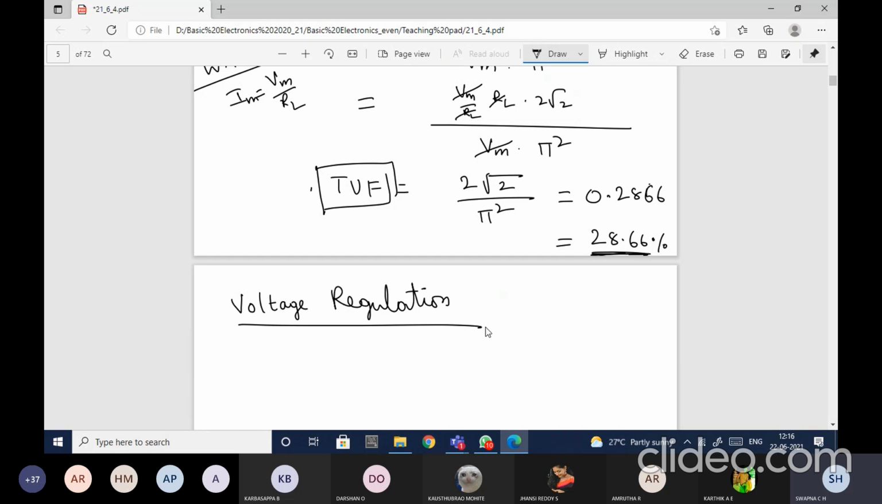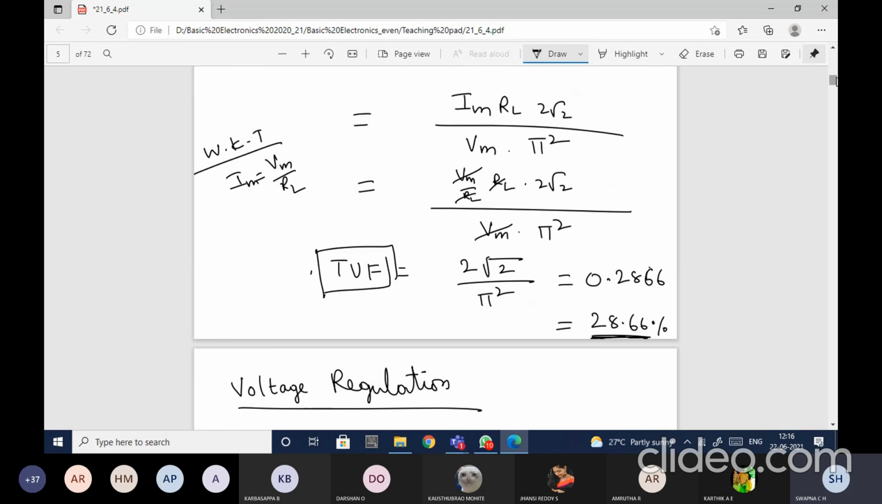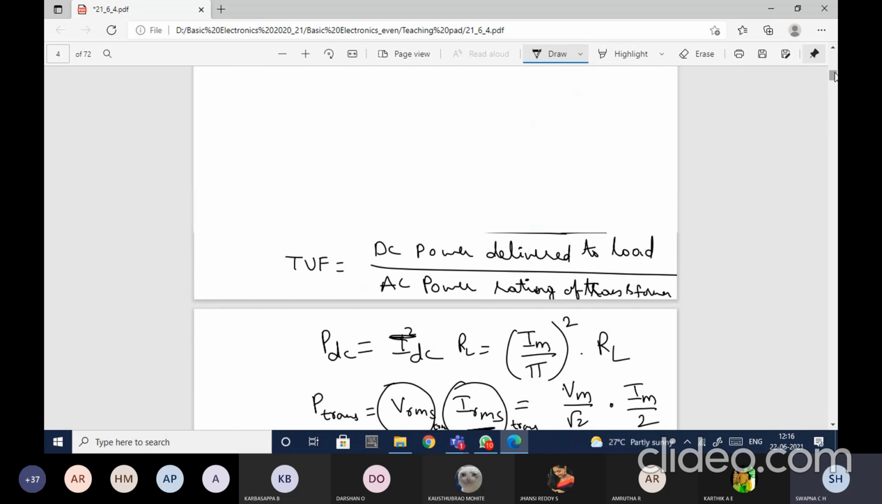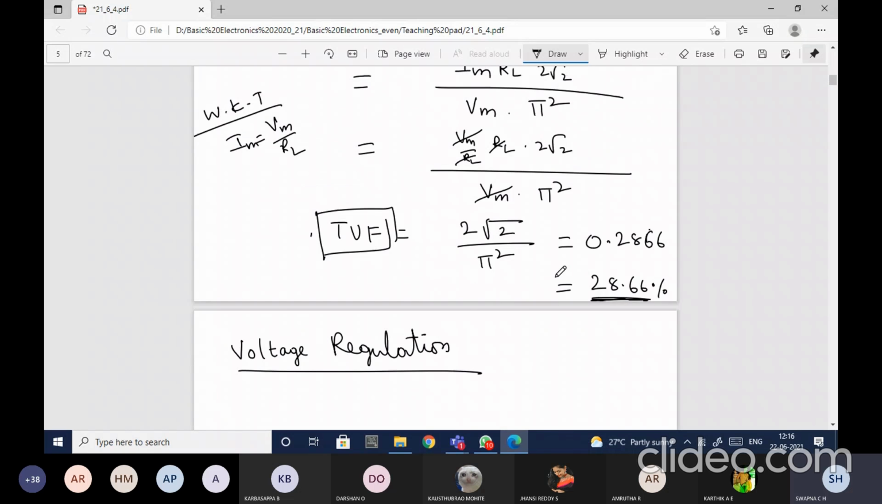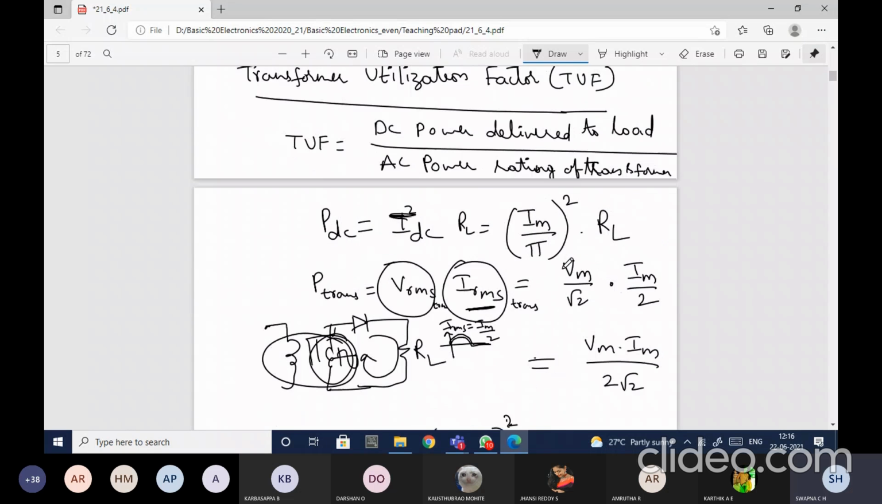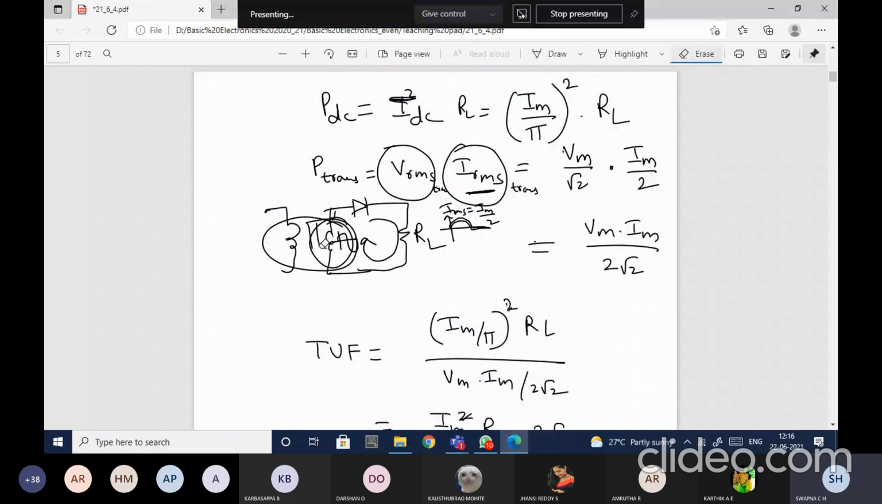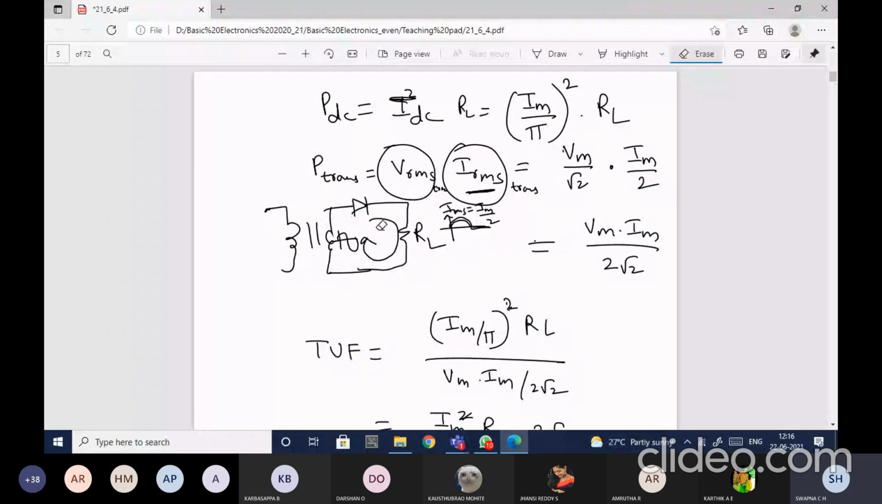Generally this voltage regulation will be given in percentage. So what it tells us is, let me just go back. I want the circuit. I've drawn it somewhere, right? Here I've drawn the circuit. So see here, I have taken the load RL. RL is nothing but the load I have taken.